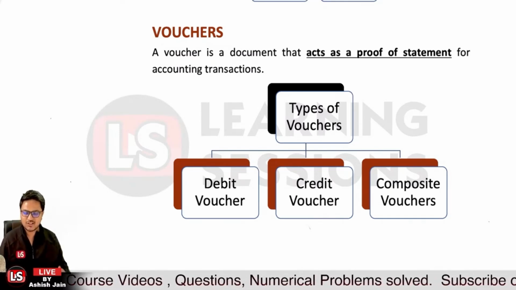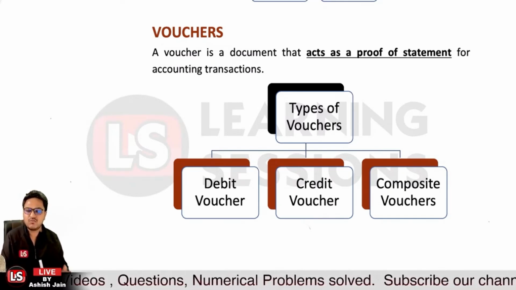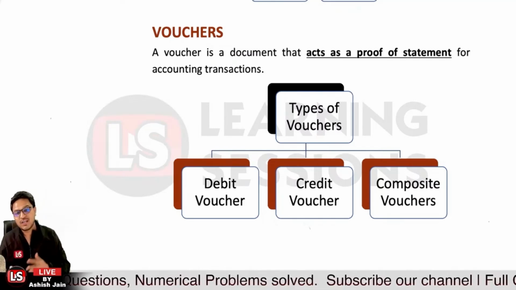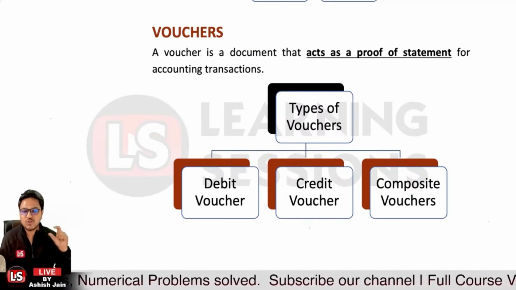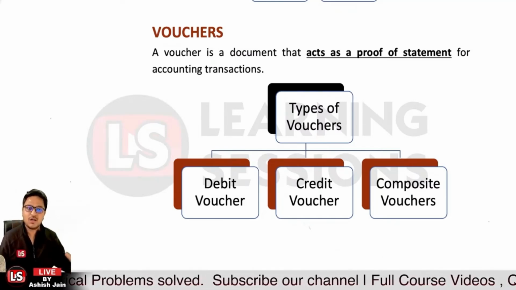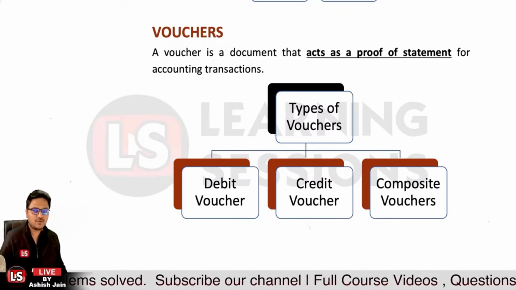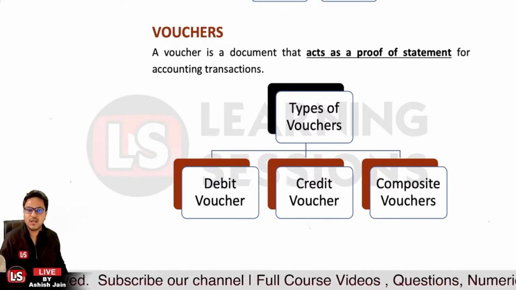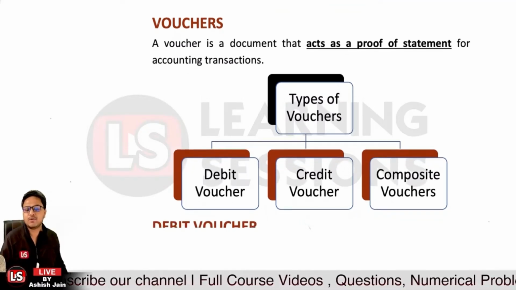Whatever accounting transactions are being performed by the bankers in the bank, they are working on with some proof. So voucher is a proof for those accounting transactions. So we have types of vouchers like debit voucher, credit voucher, and composite voucher.